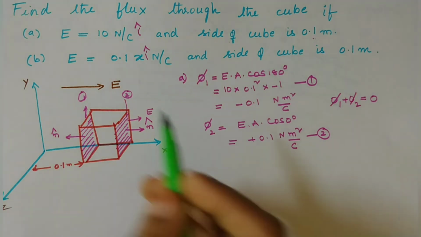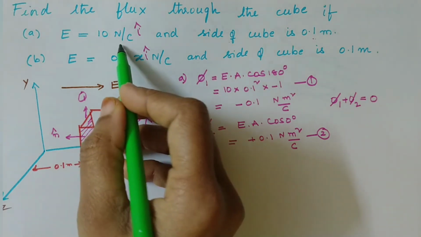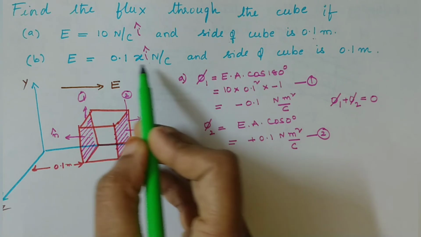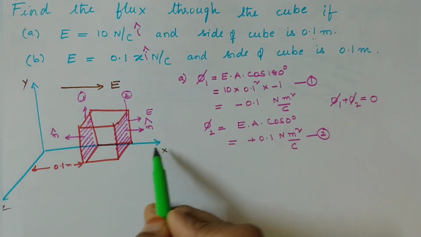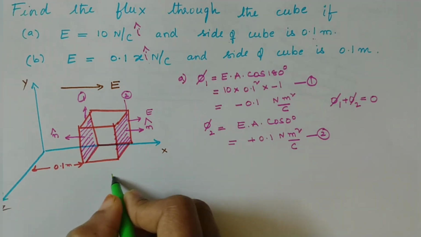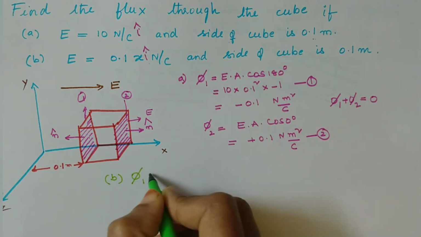Now look at the second bit. In the previous case, the answer was 0 because the field was uniform. Now in the second case, field is 0.1x into i cap. That means as x is increasing, field is also increasing. It is no more a uniform field, it is a non-uniform field. So let us find out for the B bit, flux through the first surface.